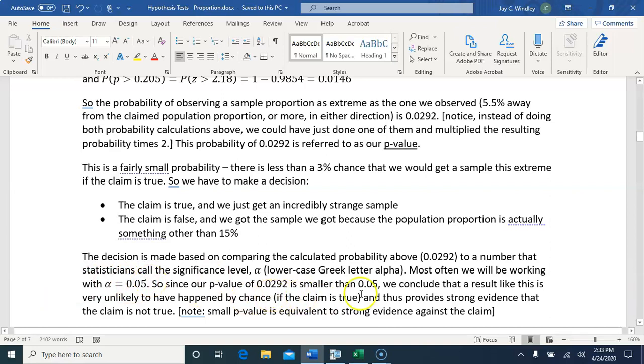Since our p-value is smaller than alpha of 0.05, we conclude that a result like this is very unlikely to have happened by chance, and thus it provides strong evidence that the claim is not true. And a very key note here that a lot of students get backwards: a small p-value means we have strong evidence against the claim.